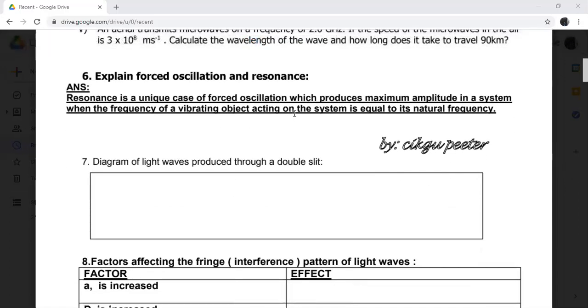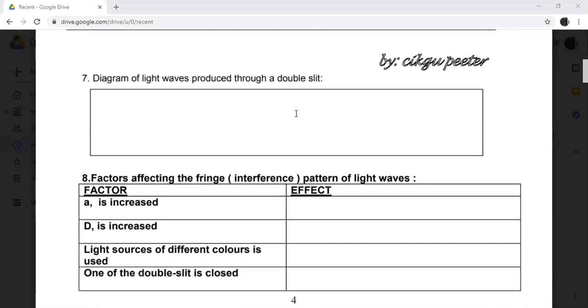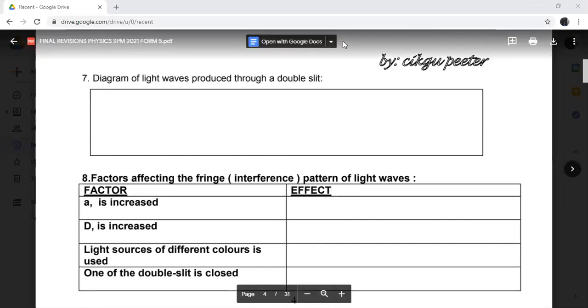So look at resonance, please. Diagram of light waves produced through a double slit. So we have double slit and single slit. You have to go through the differences of light rays produced by a double slit and a single slit. Okay, let me explain now.